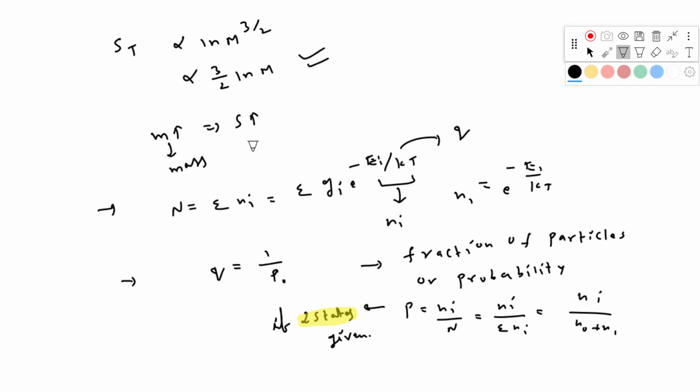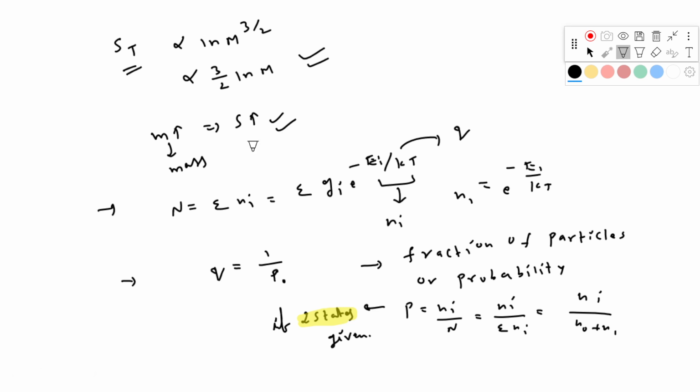This is translational entropy. One previous year question is there on this. This translational entropy is proportional to ln m power 3 by 2. I can write this as 3 by 2 ln m. That means mass is directly proportional to the translational entropy. If mass increases, translational entropy will also increase.